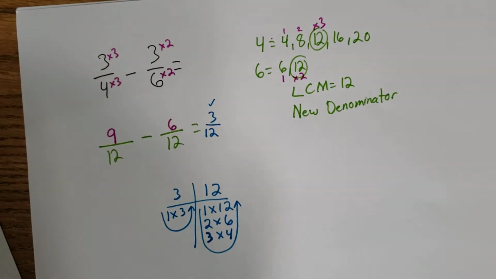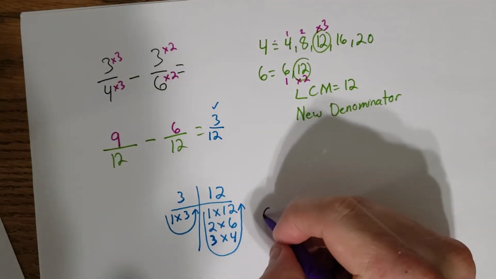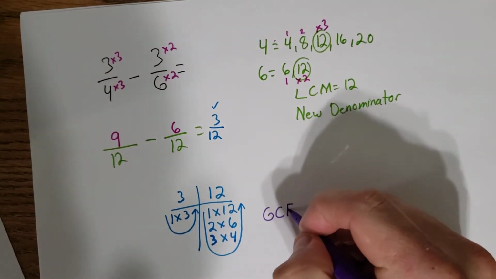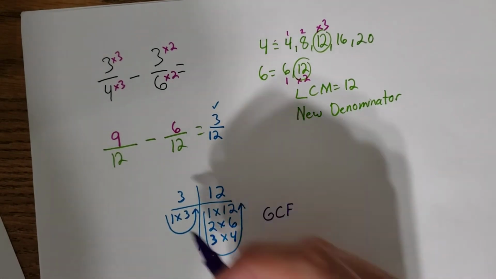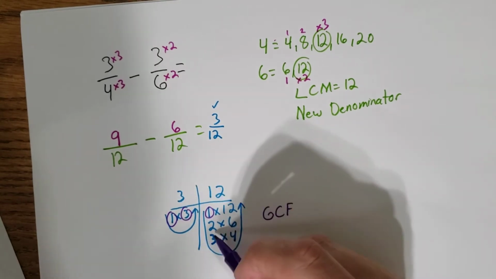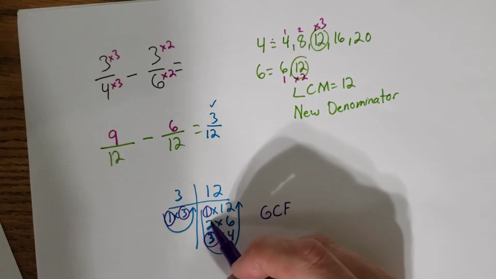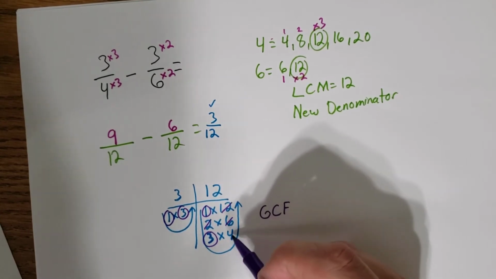Now we got to find the greatest factor that they both have. We're looking for the GCF, the greatest common factor. We did the factors. Now we got to find what's in common. They always have a 1. 3 has a 3, and 12 has a 3. On this side, there's only a 1 and 3, which means there's no 2, there's no 12, there's no 6, there's no 4.